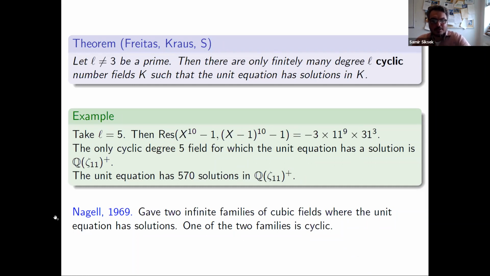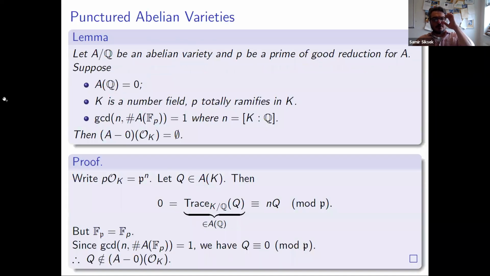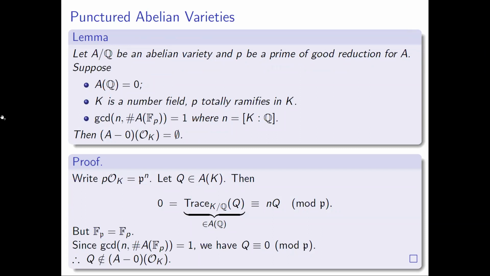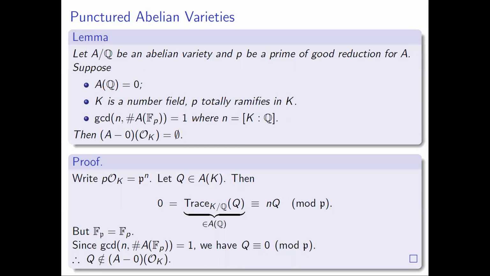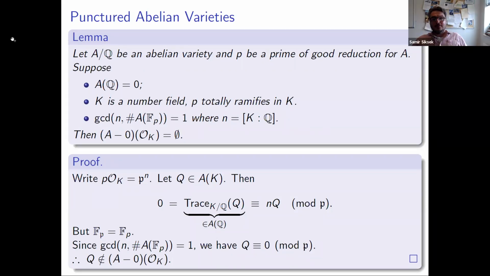Any questions so far? Sorry, can I quickly ask? With Nagel, are they the only families? Are they all of the solutions? Yes, exactly. We do know all of the solutions over cubic fields. They're completely parameterized. Okay, perfect. Thank you. Cheers. But you can't do this over higher fields.